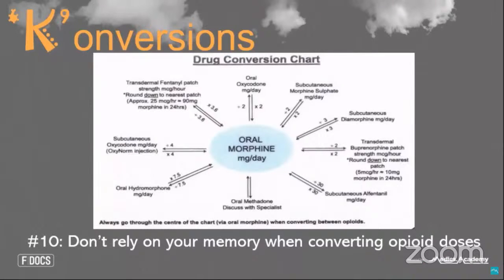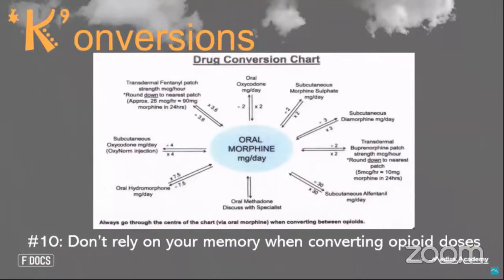Okay, so I did say at the beginning that using the A to Z, I'd need a bit of artistic license. So this is one of those examples. Next we have K for conversions, and talking here about converting doses of opioids from oral to subcut route or from one opioid to another.